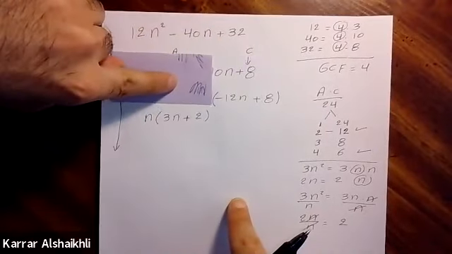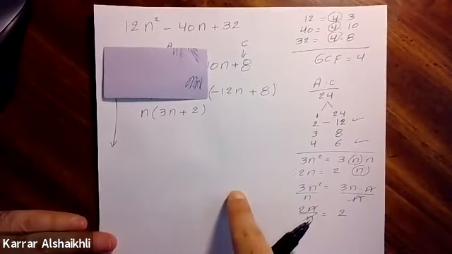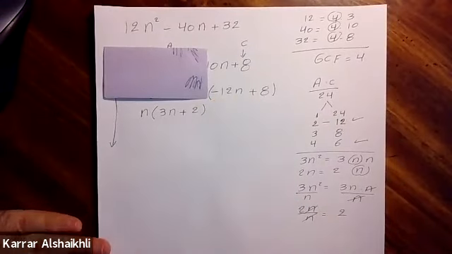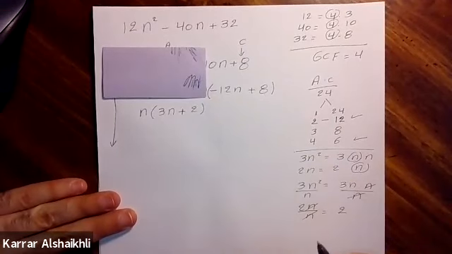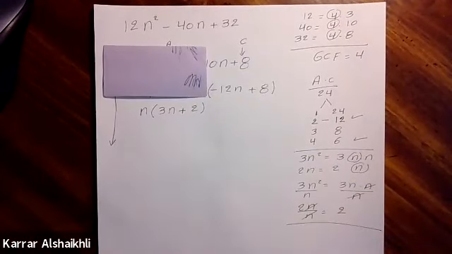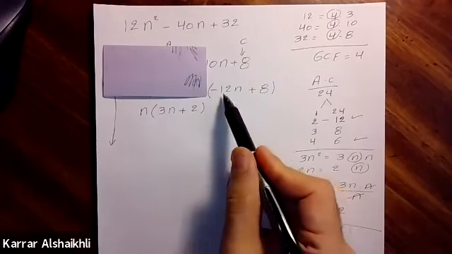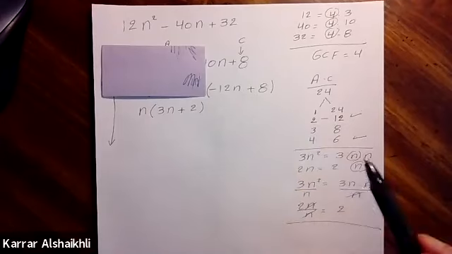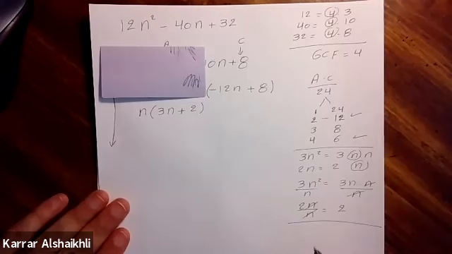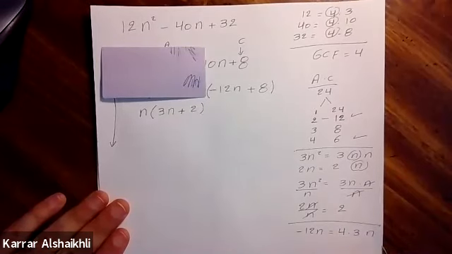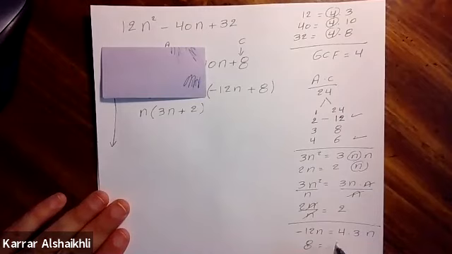I'm going to go to the second one. What's the common between negative 12n and 8? There's no n here. Okay, I'm sorry. Do exactly the same thing here. 4 is the common. Why? Because negative 12n is 4 times negative 3n, and 8 is 4 times 2. So the common is 4.